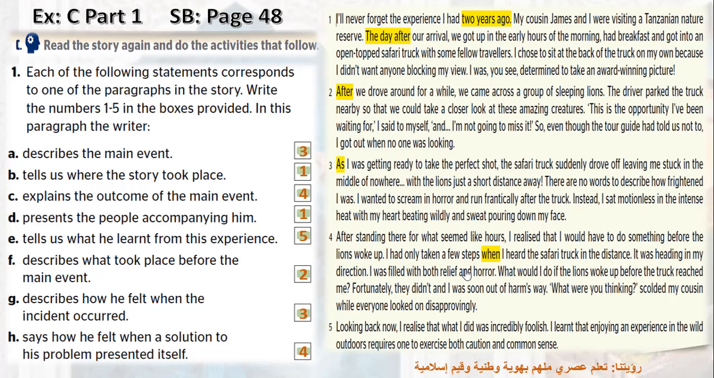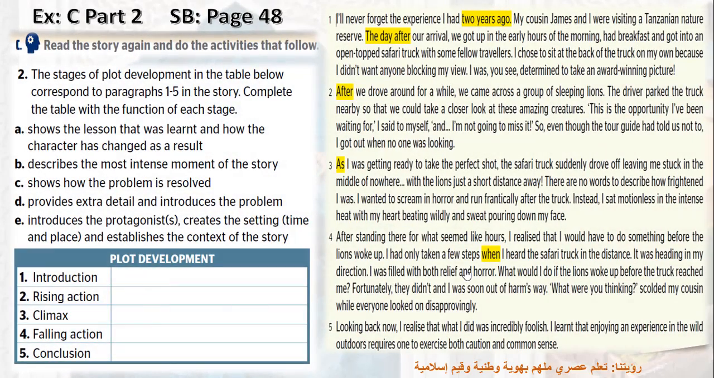4. Exercise C, Part 2, Student's Book, page 48. Read the story again and do the activities that follow. The stages of plot development in the table below correspond to paragraphs 1 to 5 in the story. Complete the table with the function of each stage.